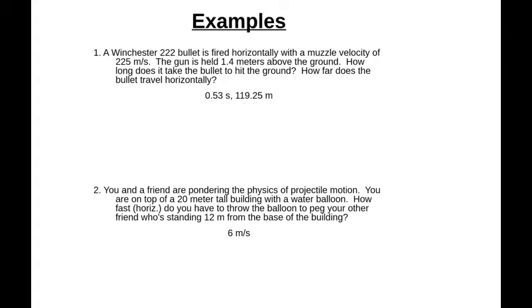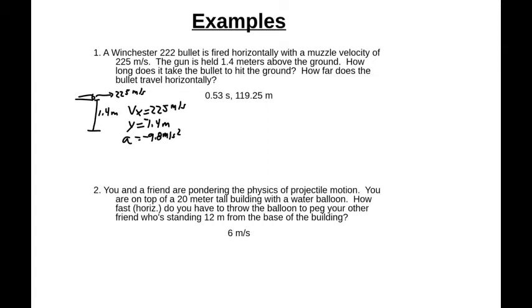All right, so I would draw the picture, of course, as best I can. I know the rifle is 1.4 meters above the ground. I know the velocity coming out is 225 meters per second. So this tells me that Vx is 225 meters per second. Notice that's horizontal, x direction. I know my height is 1.4 meters. And as always, A is negative 9.8 meters per second squared. And that reminds me, since the bullet is falling down, my height is probably negative 1.4 meters.